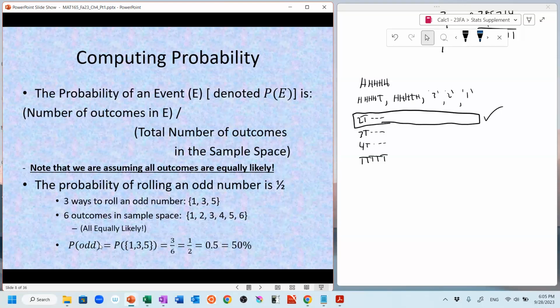So what's the probability we roll an odd number? That's the probability that we get an outcome that's in the event, 1, 3, 5. Well, there are 3 outcomes in that event divided by 6 outcomes in the sample space, 3 over 6, 1/2, or 50% for the probability. That's exactly what we expect.